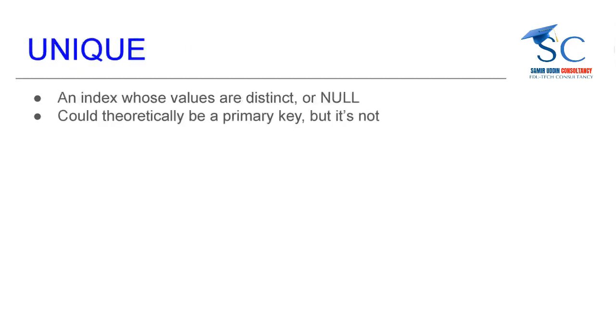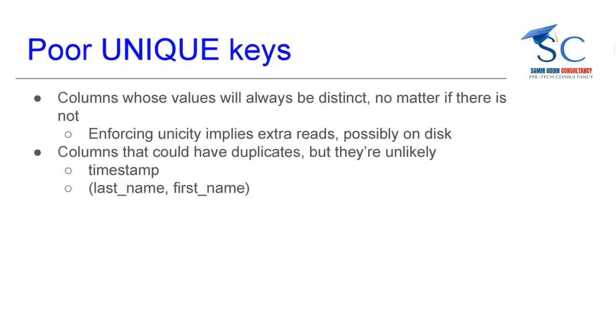And this is actually very important because you cannot have two identical values in a unique key. So for example, you cannot have two identical emails, but you can have more than one null value. So per unique indexes are columns whose values will always be distinct, no matter if there is a unique index or not. Okay.